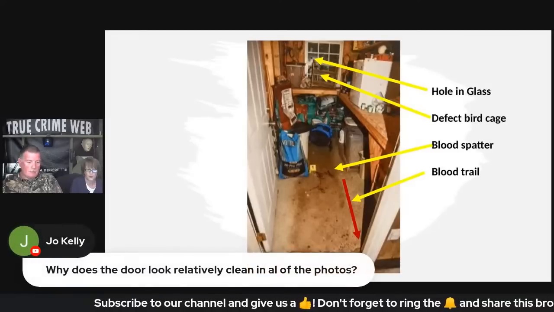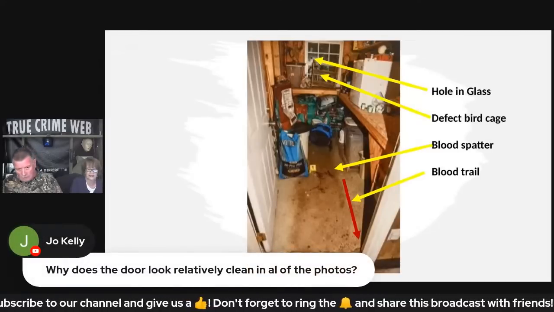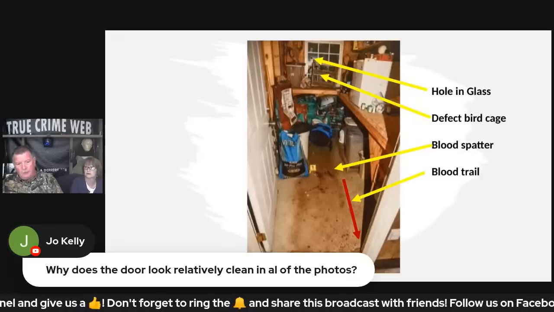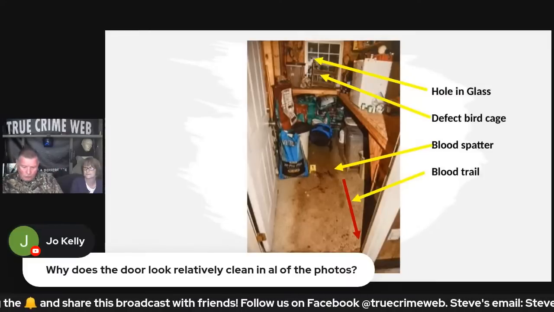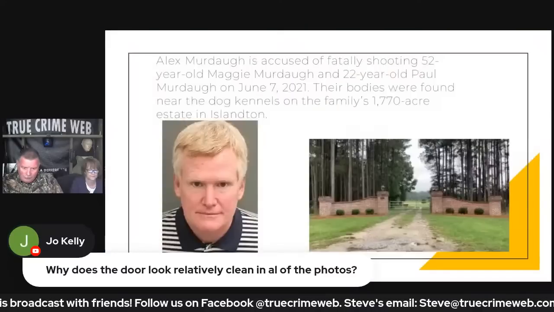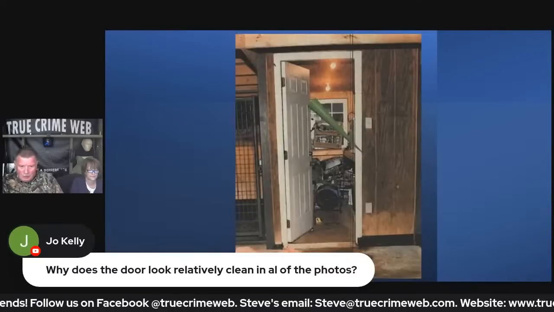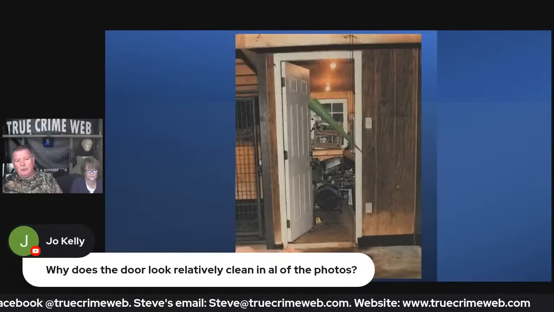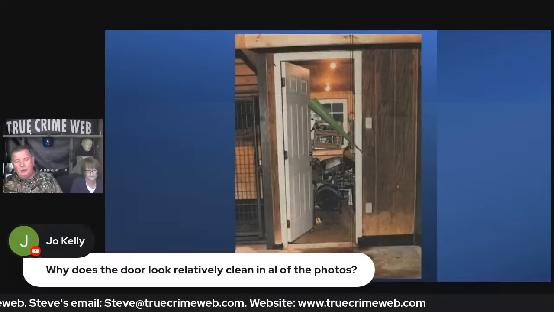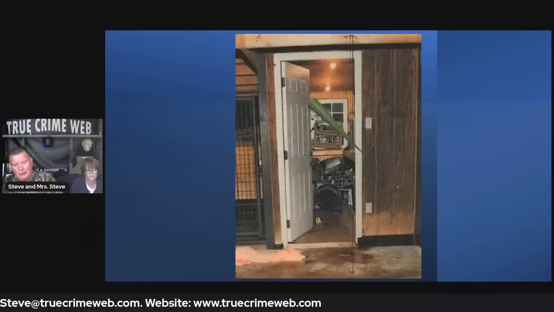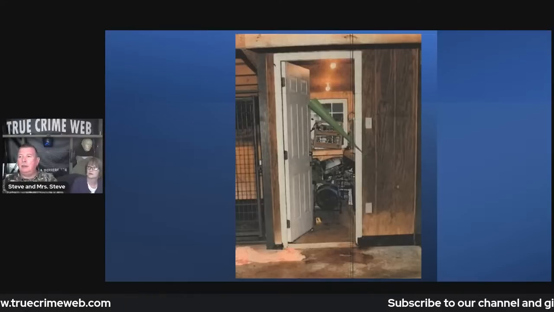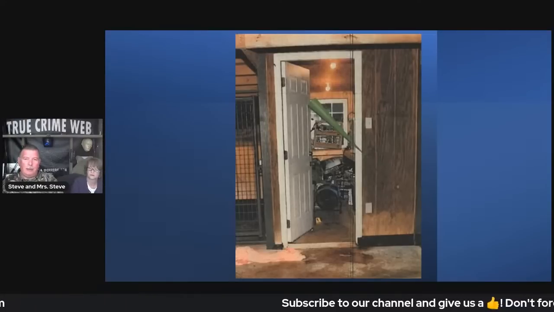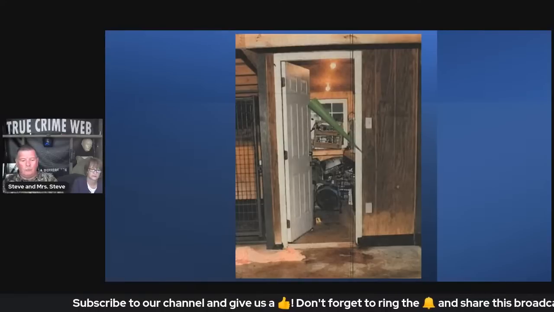All right. And Joe, why does the door look relatively clean in all of the photos? It does down towards the lower side, but when you look up into the upper corner, let's see if I may have it. Up towards the upper half of it, Chris, and I didn't bring them in today, but there is some staining and some type of materials up at the top quarter of the door.